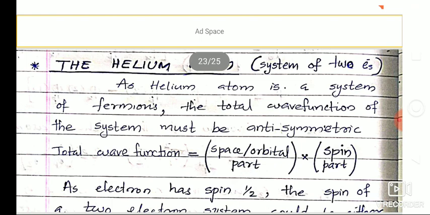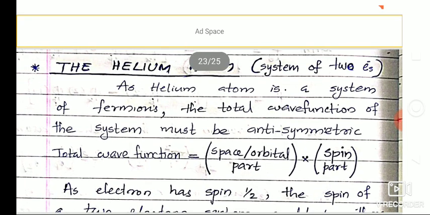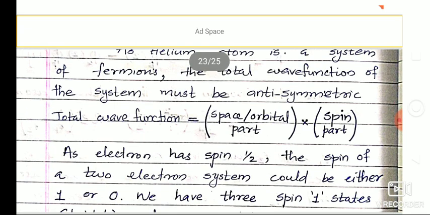So, coming into helium atom, we know it's a system of two electrons, right? As electrons are fermions, we know their wave functions are supposed to be anti-symmetric. When we consider a quantum mechanical system, the total wave function of the system is the product of space wave function and the spin wave function, right? We have to consider the space part as well as the spin part, and a product of these two will give us the total wave function.